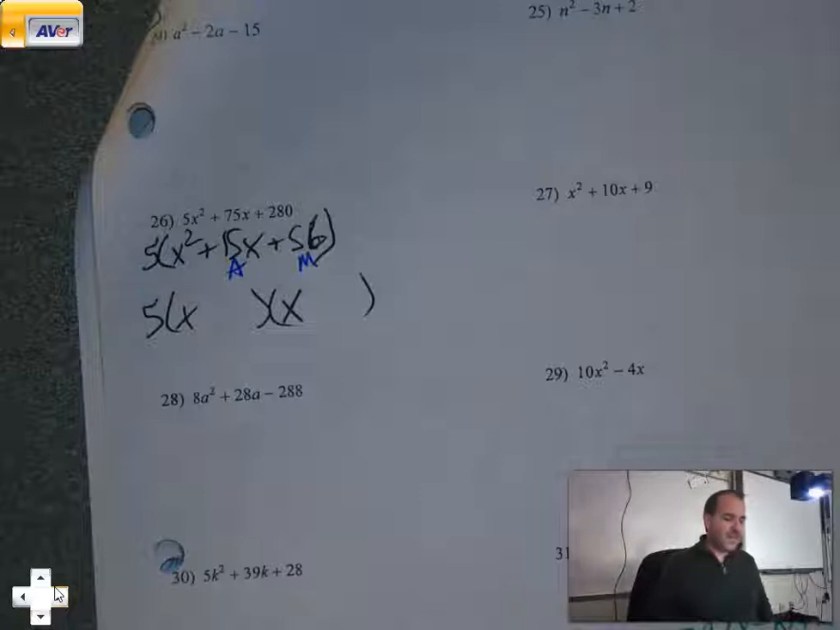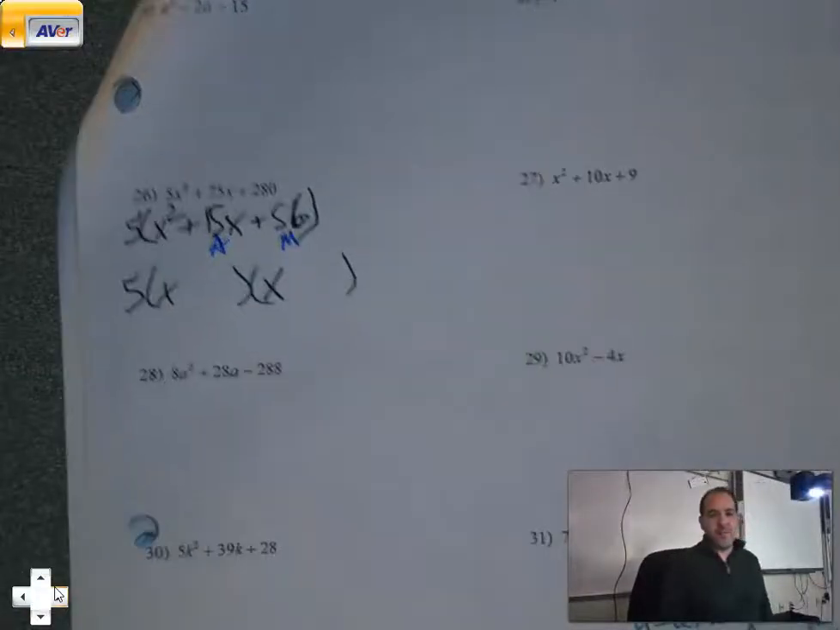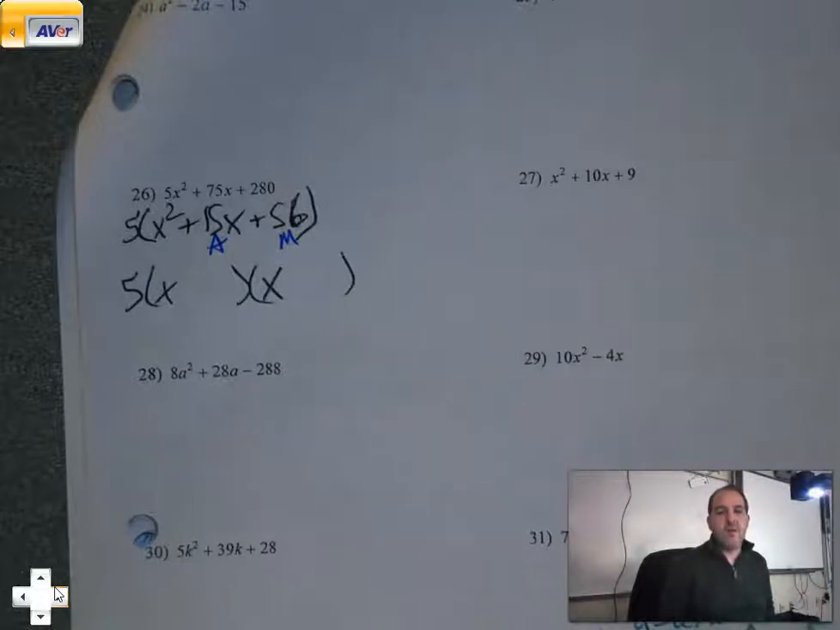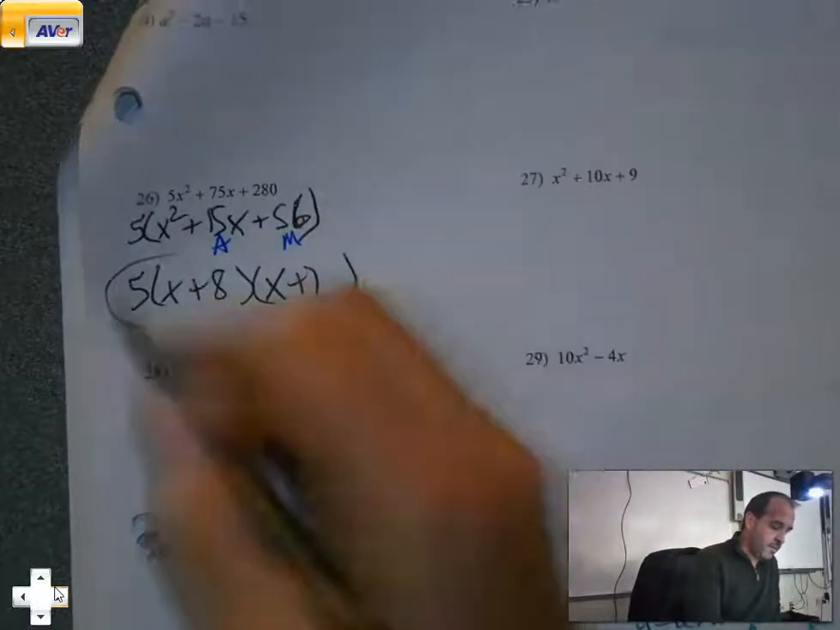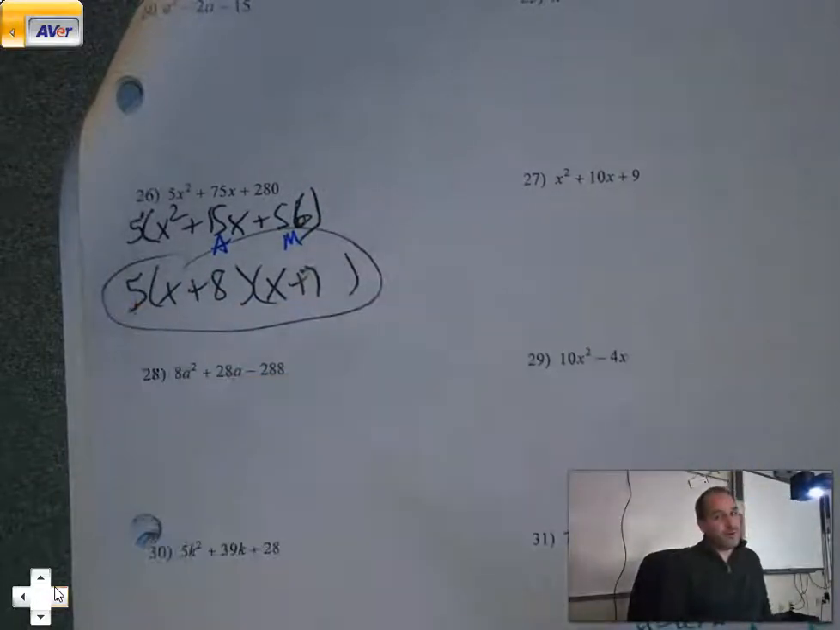Multiplies to 56 and adds to 15. Now, I think a lot of you out there, what's the first thing you think of when you think about multiplying to get 56? 8 and 7. So that happens to work here. Okay, but don't forget that 5, or your answer is going to be different. It's going to be off.